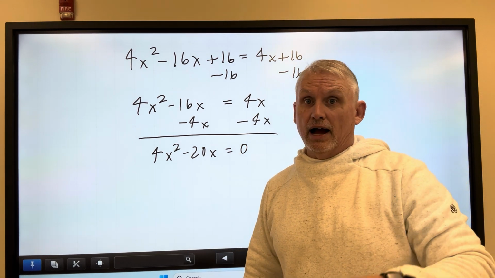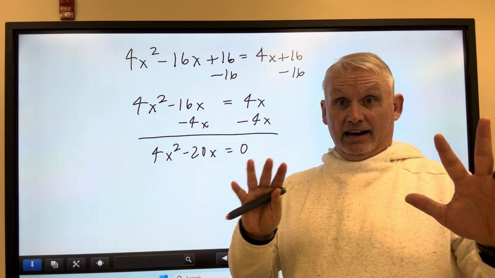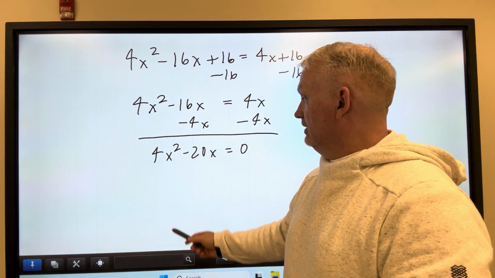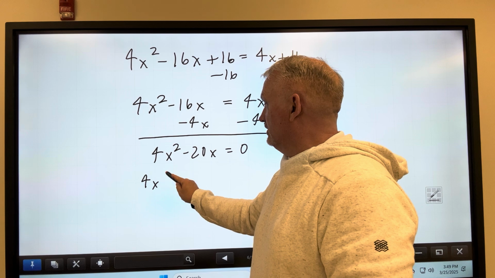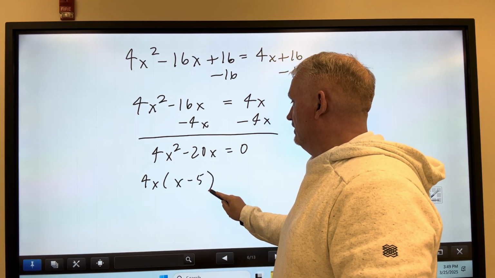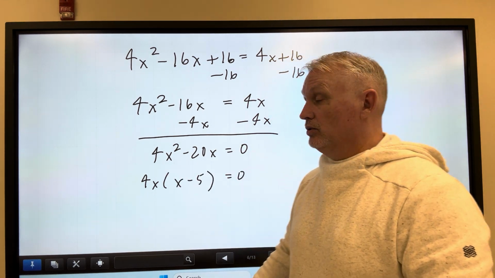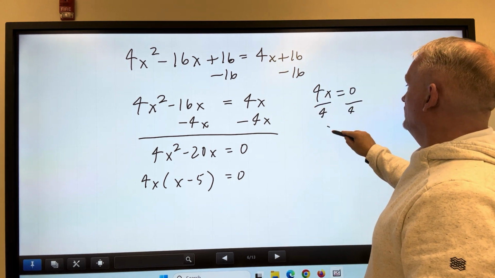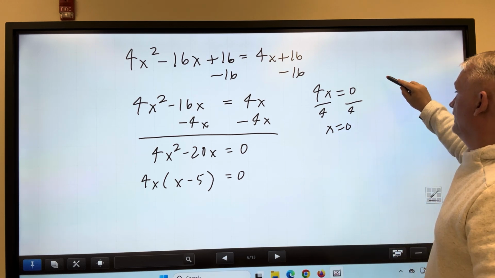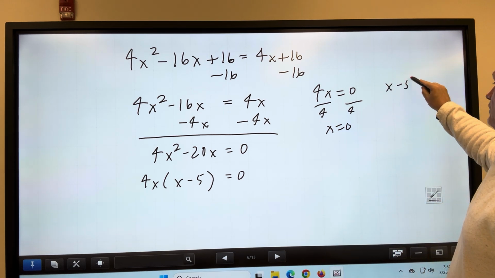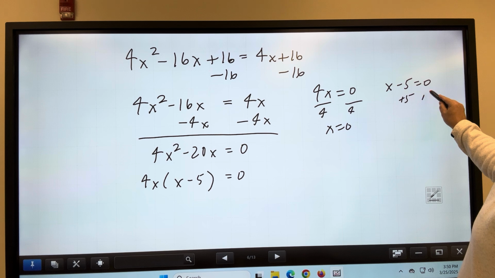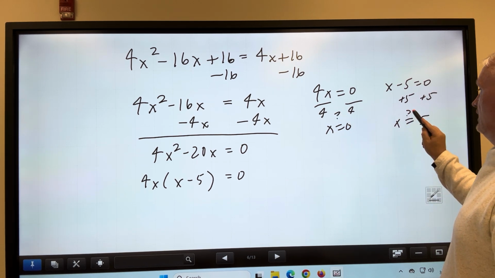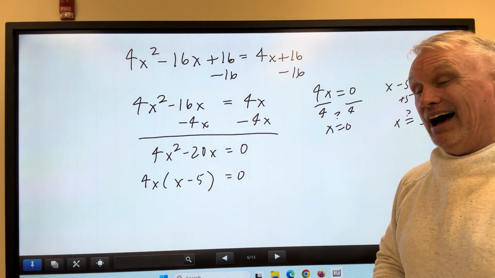Whew, it's a long problem. But I got it equal to 0. Well, guess what? Factor. Well, I got to factor something out. The GCF is 4x, and I'm left with x minus 5. Set them both equal to 0. 4x equals 0? Well, that's easy. x is equal to 0, or x minus 5 equals 0, add 5, x is equal to 5. So the question is, does it? I got 0 and 5.